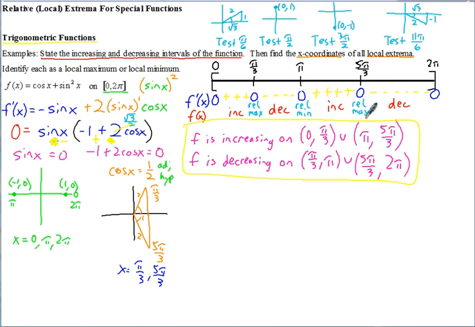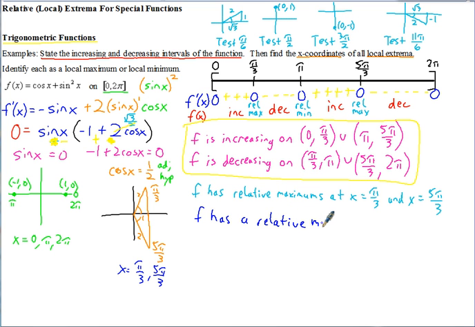And it only asks for the x-coordinates, so we don't have to plug it back in the original equation to find the y-coordinates. So we can say f has relative maximums at x equals pi over 3 and x equals 5 pi over 3. And we can say f has a relative minimum at x equals pi.